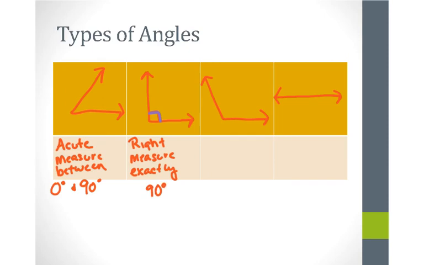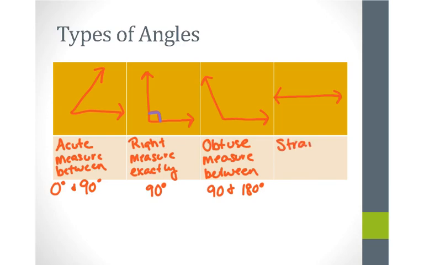The next one, obtuse. And they measure between 90 and 180 degrees. And then the last one here, this is the one where you guys normally get tripped up, but this is called a straight angle. Okay, it's like a straight line, but we call it a straight angle, and it measures exactly 180.